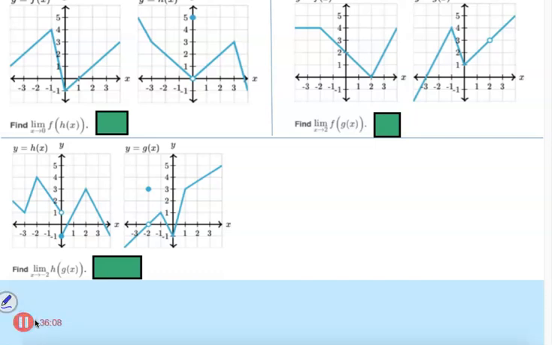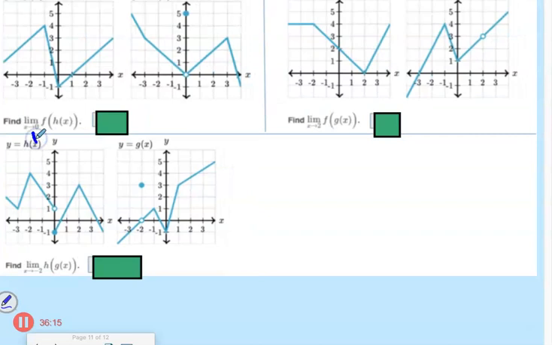For this first one, this is F, this is H. We're going to start inside out. So we're going to find the limit as x approaches 0 on our h of x function first, right? All right, so we're looking at this guy. So tell me, what's the limit as x approaches 0 on this function? 0, right? So now you take that 0, the limit, and you plug that in. What is f of 0? Negative 1.